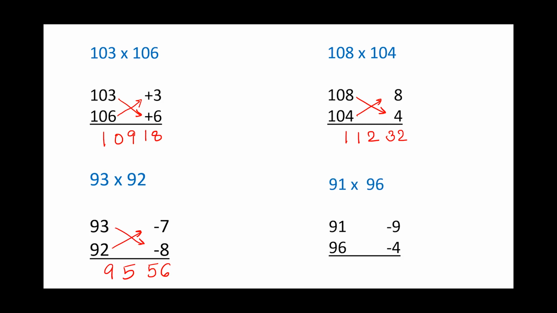Now try this question on your own. 91 into 96. So 4 9s are 36. 96 minus 9 or 91 minus 4 gives you 87. Correct. Now, the base need not only be 100, it could be 10, it could be 1000, right? And this method is when both the numbers are closer to the base. Now, let's try a different base.